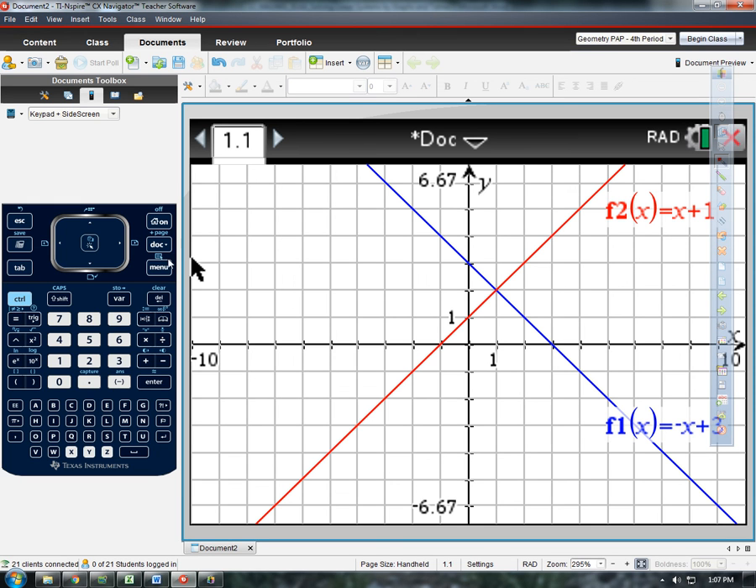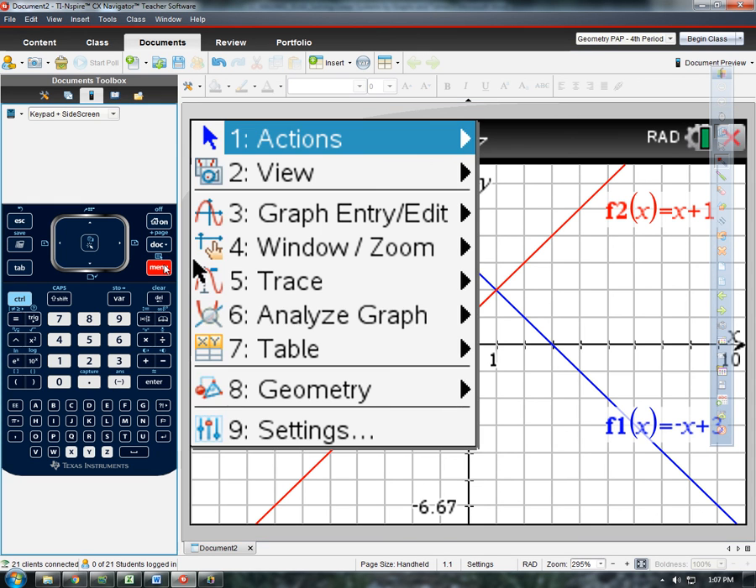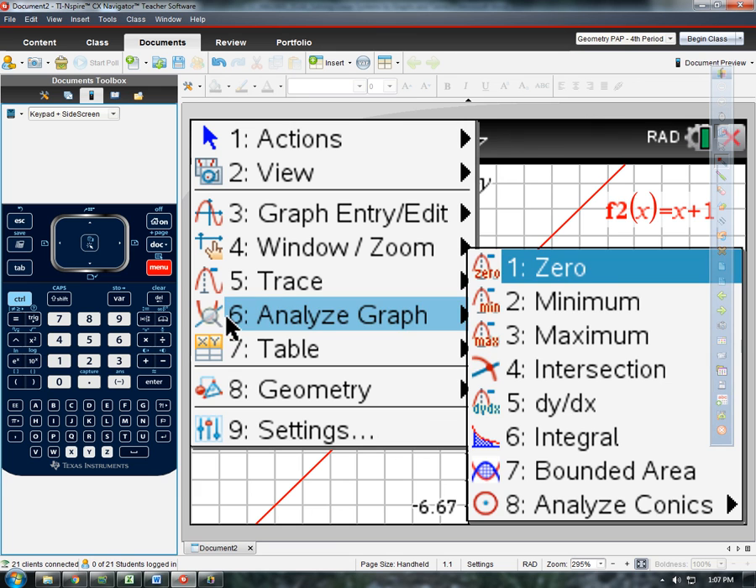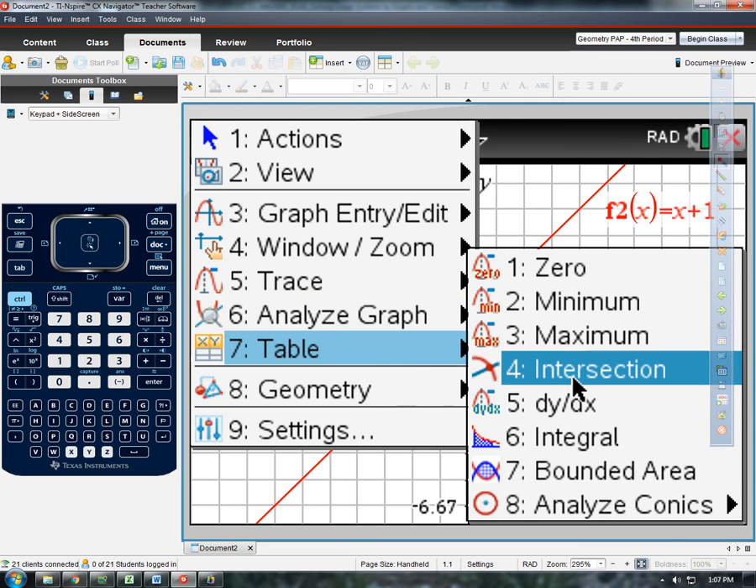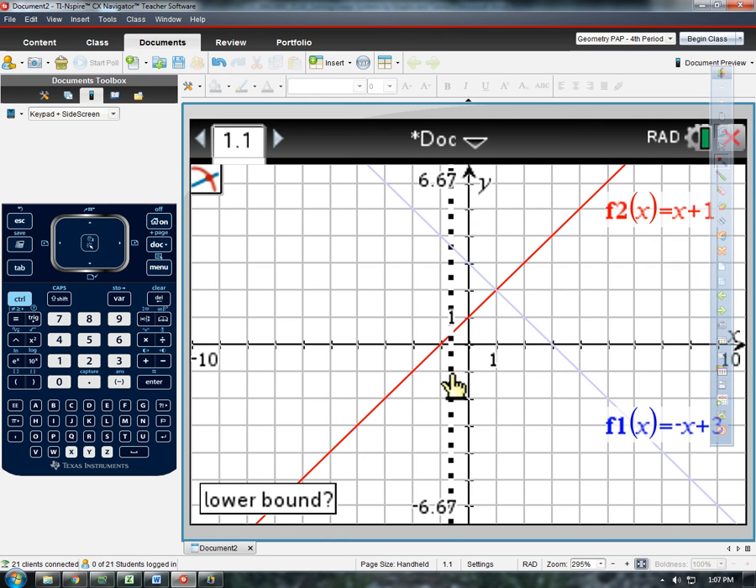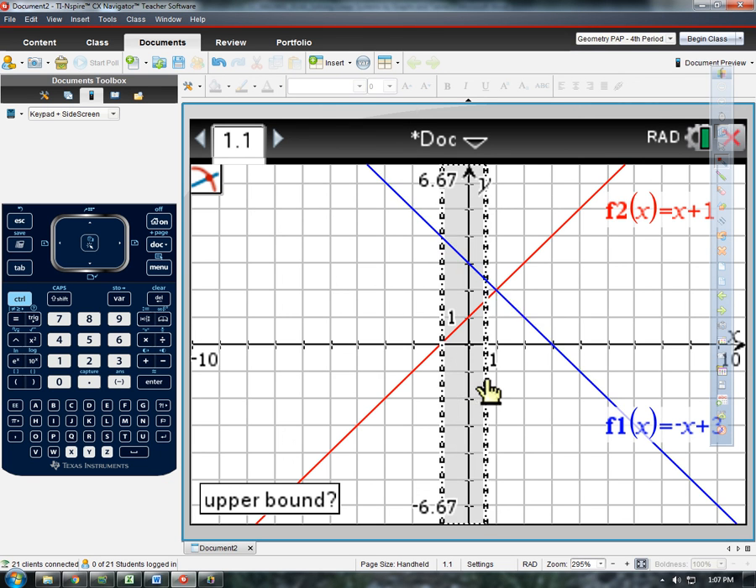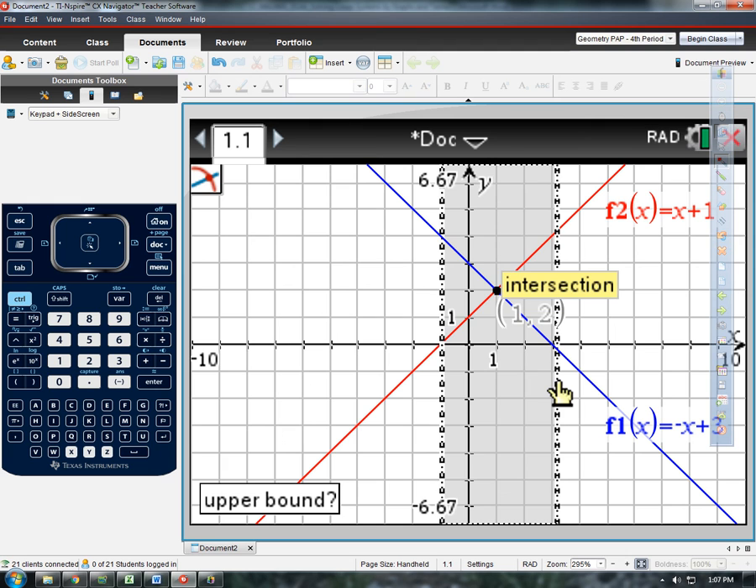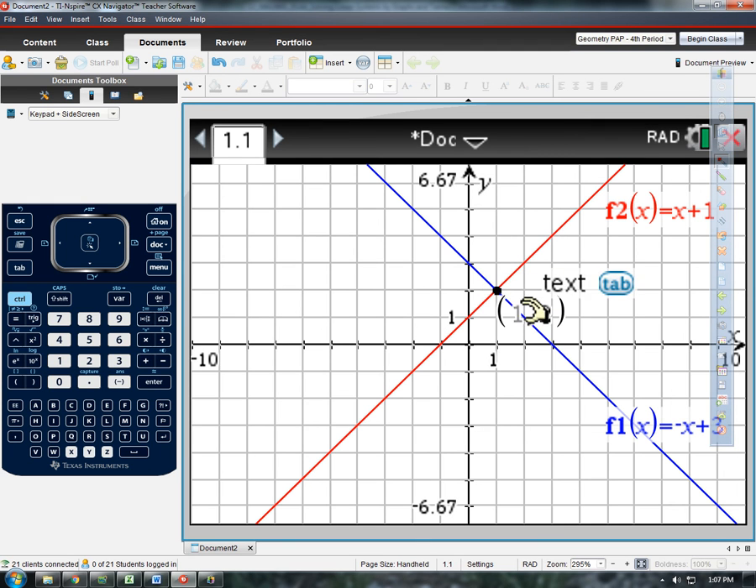But if I'm not sure, I can go to my menu, I can go to Analyze Graph, look for the intersection. This goes on the left side, lower bound left side. Click it, drag it until you see the intersection highlighted. Click it again. My intersection is at 1, 2. That is my solution. Okay?